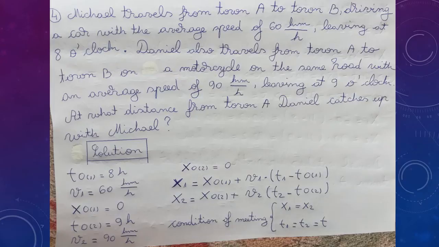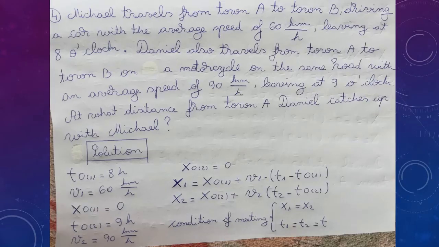Problem 4. Michael travels from town A to town B driving a car with the average speed of 60 kilometers per hour, leaving at 8 o'clock. Daniel also travels from town A to town B on a motorcycle on the same road with an average speed of 90 kilometers per hour, leaving at 9 o'clock. At what distance from town A does Daniel catch up with Michael?